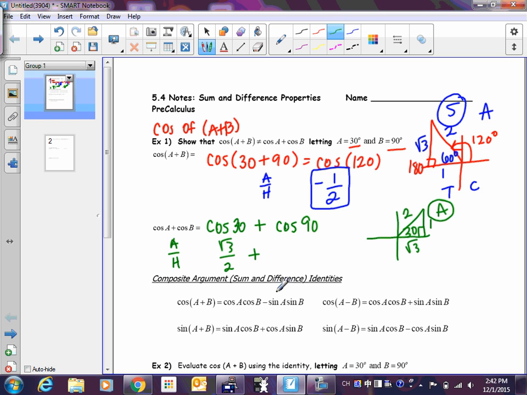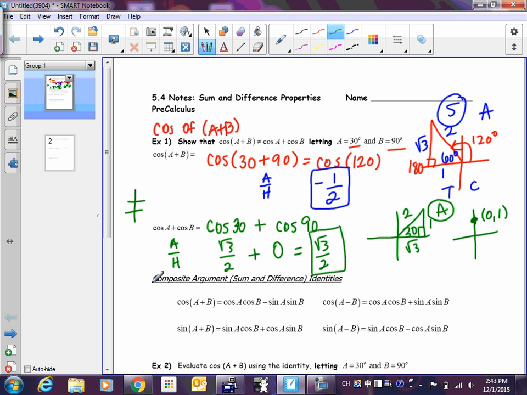Okay, cosine of 90. This was one of our quadrantal angles. This was 0, 1. Which number do you look at for cosine? The first one. So we put a 0. Cosine of 90 would be 0. What is root 3 over 2 plus 0? Root 3 over 2. Now, did I get the same answer or different answers? I got different answers. They are not equal.